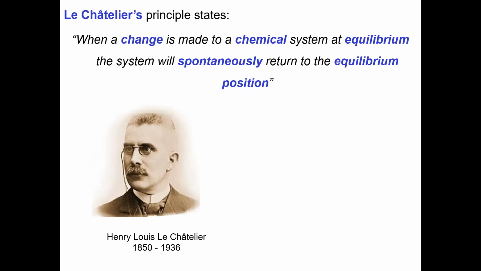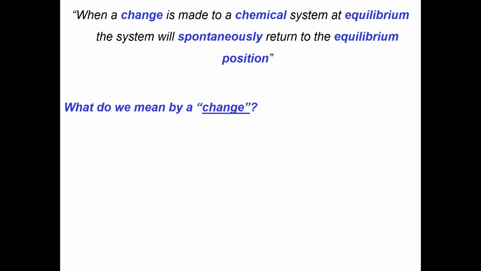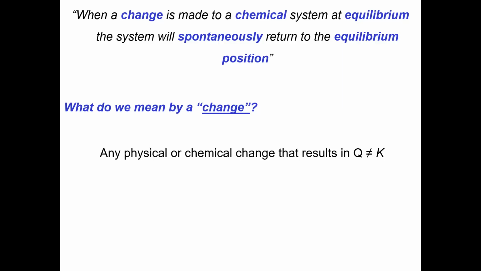This idea is named after Henry Louis Le Chatelier, who was a French scientist, and he figured this out. So let's have a look at how it might play out. First of all, we need to think about what we mean when we say a change is made to a system that's at equilibrium. By a change, we mean any physical or chemical change that results in Q no longer equaling K.